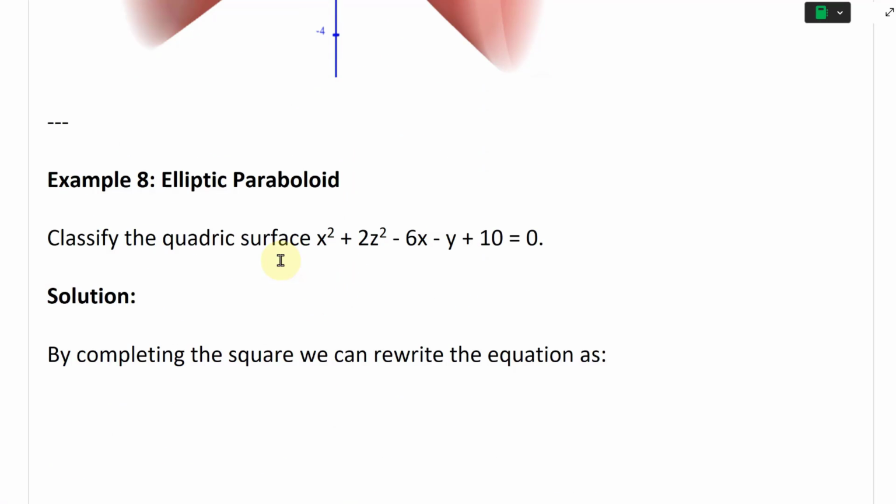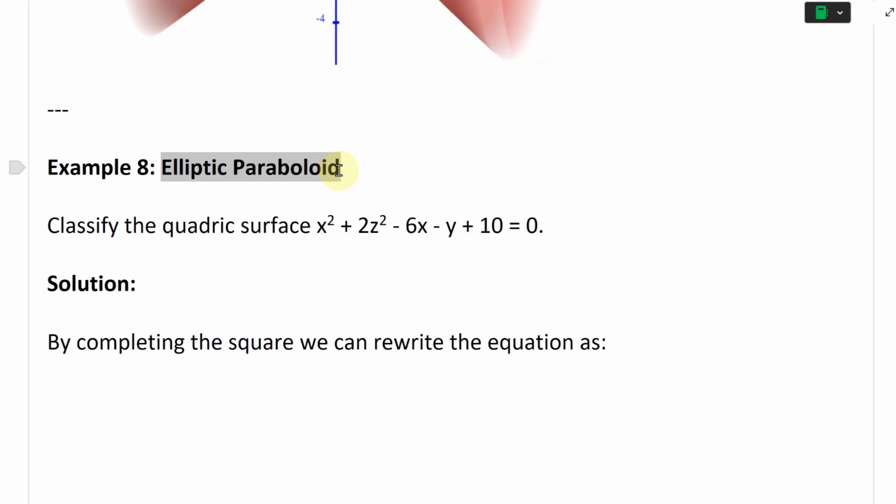Alright, and now let's take a look at example 8. This is dealing with an elliptic paraboloid. And so this one we're asked to classify the quadric surface x squared plus 2z squared minus 6x minus y plus 10 equals 0. So yeah, I already told the answer, but it's showing how it is also difficult here.